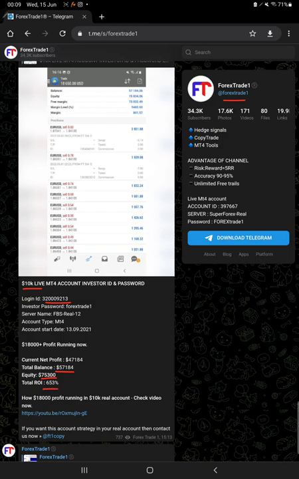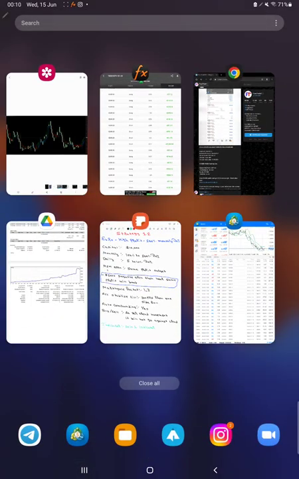But the multiply factor here we have kept at 1.0. It was 1.3 for that account, but here the multiply factor is 1.0, so the profit will be a little bit lesser compared to the other strategy that we have just now shown. So for this account also, the investor ID and password are available. You can directly talk to our executive to see these details and understand how it is working.